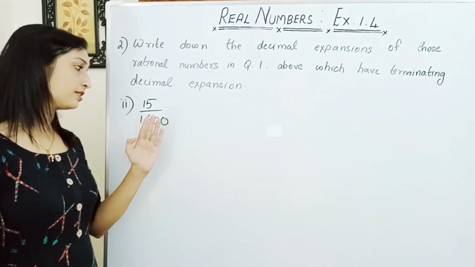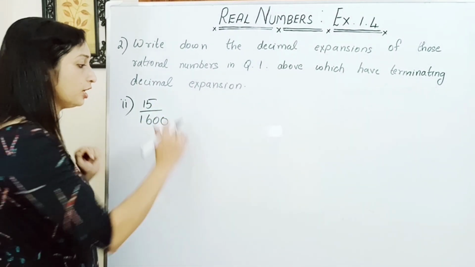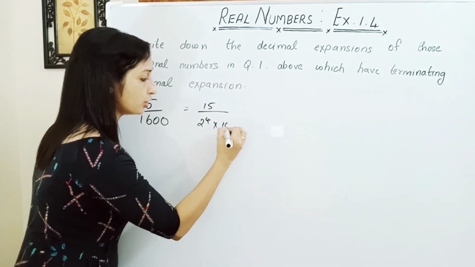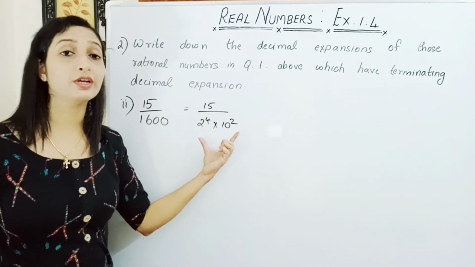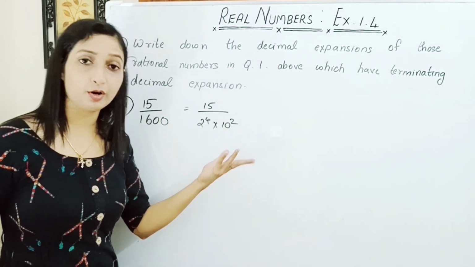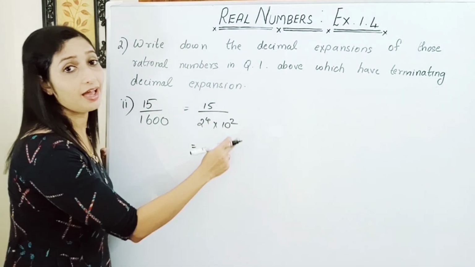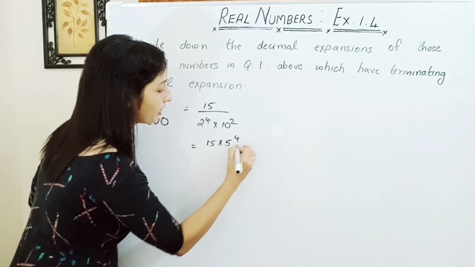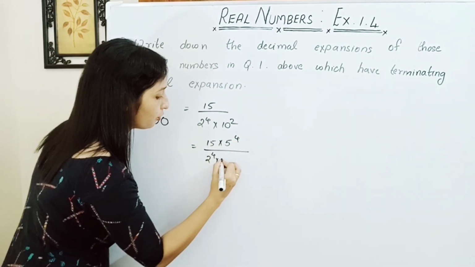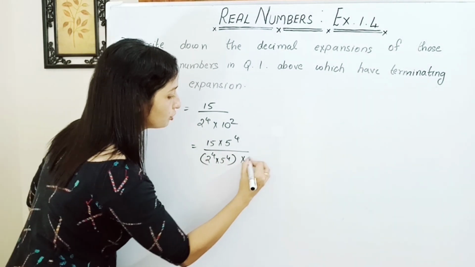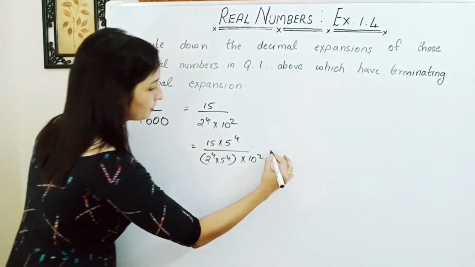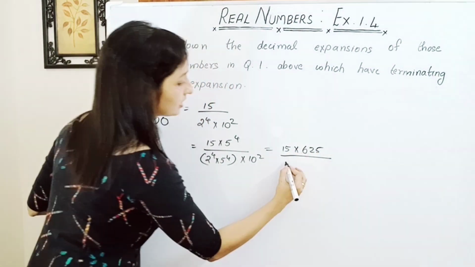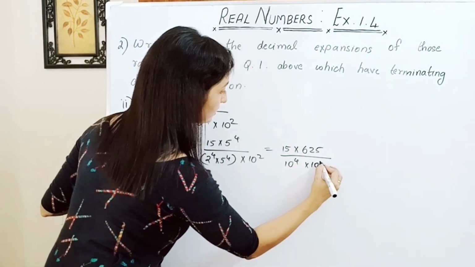So this is our second question, which is 15 by 1600. Now how can you write it? You can write it as 15 by 2 raised to 4 into 10 square. Now how can you bring this denominator into some power of 10? You can multiply and divide by 5 raised to 4. So this becomes 15 into 5 raised to 4 by 2 raised to 4 into 5 raised to 4 into 10 square.